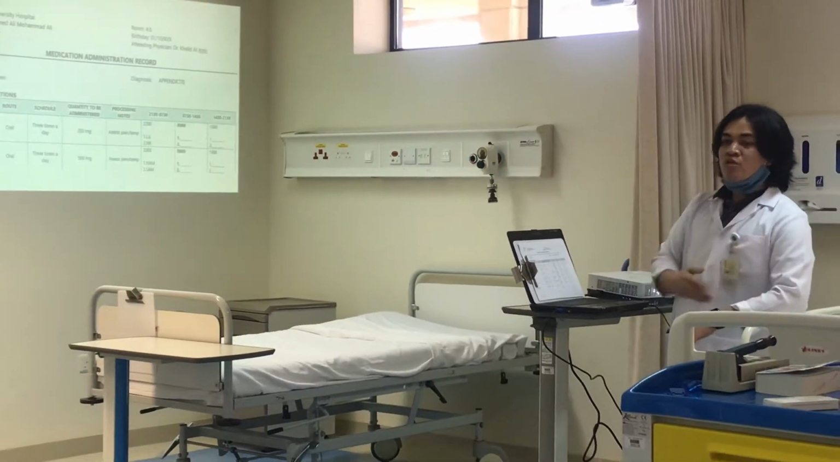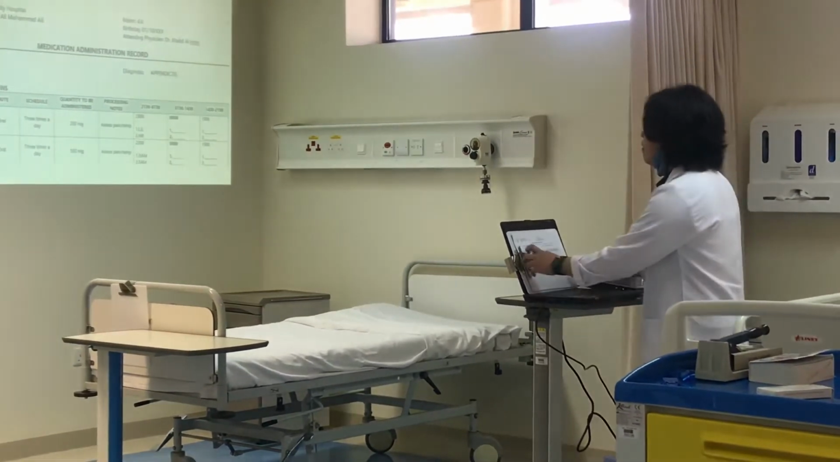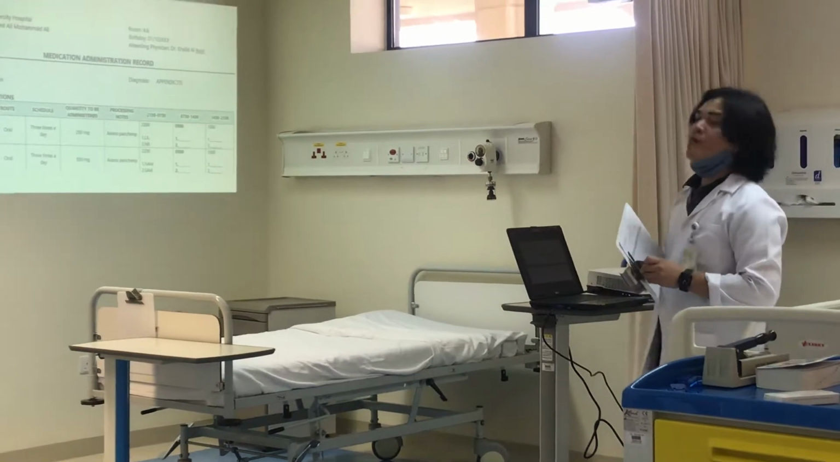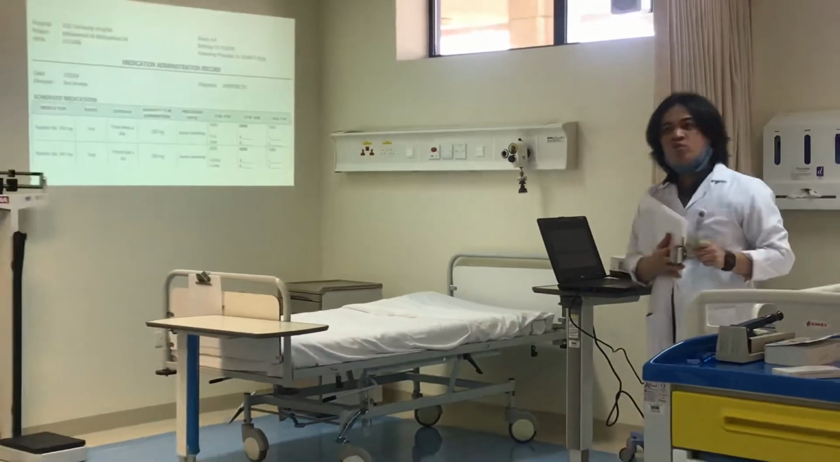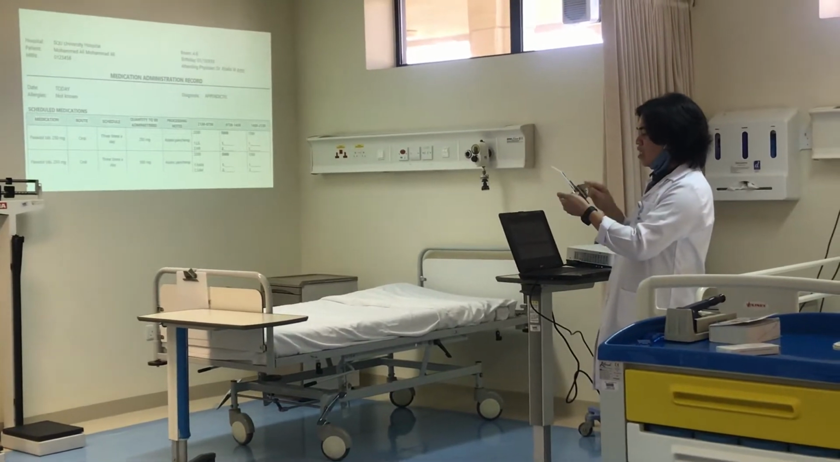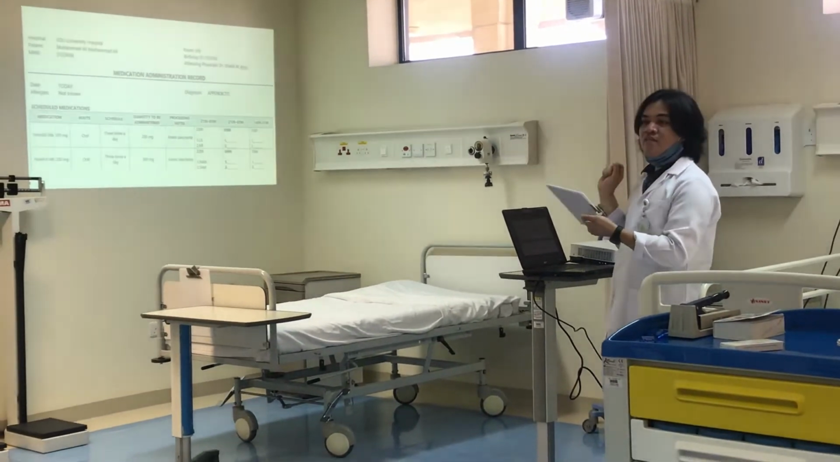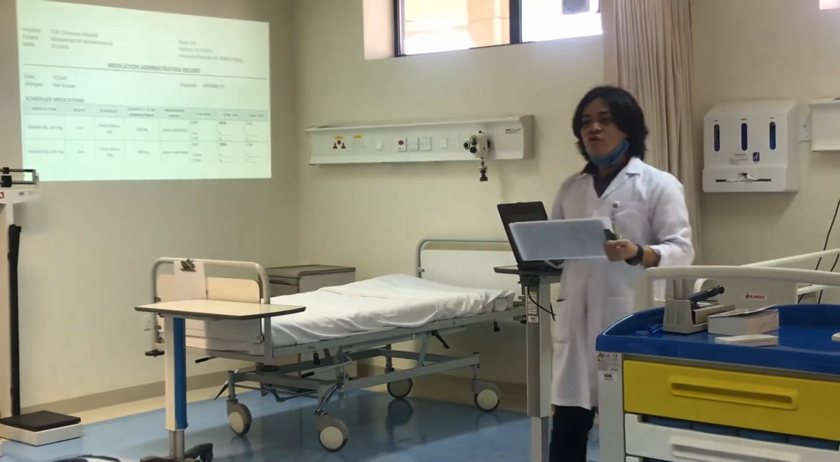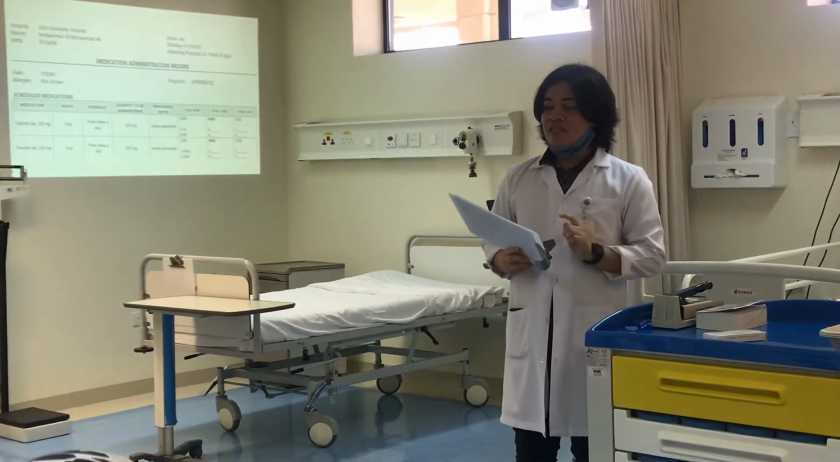Now after identifying which medication is to be given to the patient, the next thing is to go to the patient and do the initial assessment. For example, there's an order of Panadol at 8 o'clock. I have checked already the MAR. There is Panadol to be given at 8 o'clock in the morning. So now I'm going to go to the patient and do my initial assessment.